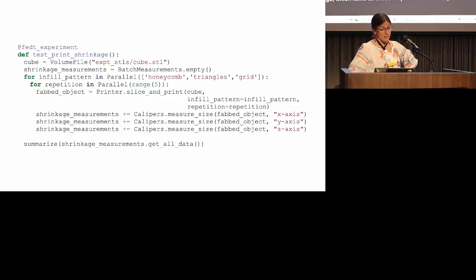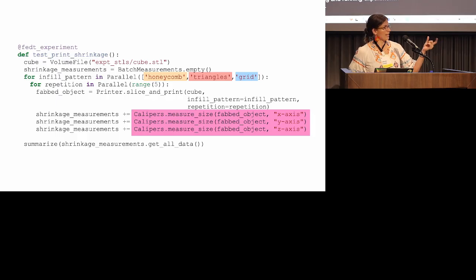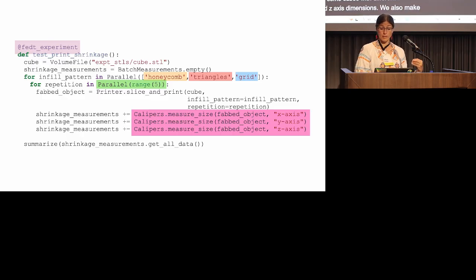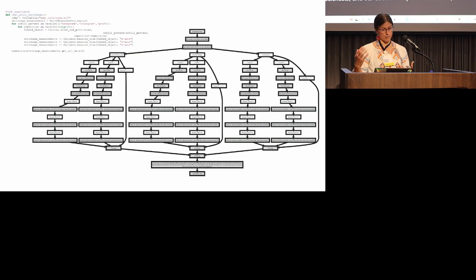FEDT's DSL enables specifying and running experiments. Here's a FEDT program for a basic experiment looking at the shrinkage of a printed cube. We make some cubes with different infills and see what their effect is on the X, Y, and Z axis dimensions. We also make 5 copies of each cube because we're proper scientists. And our decorator up here at the top allows FEDT to rewrite and analyze what's going on in the experiment we've described. One type of rewriting, which we call design mode, generates a flowchart that represents the granular steps that we have to do this experiment.